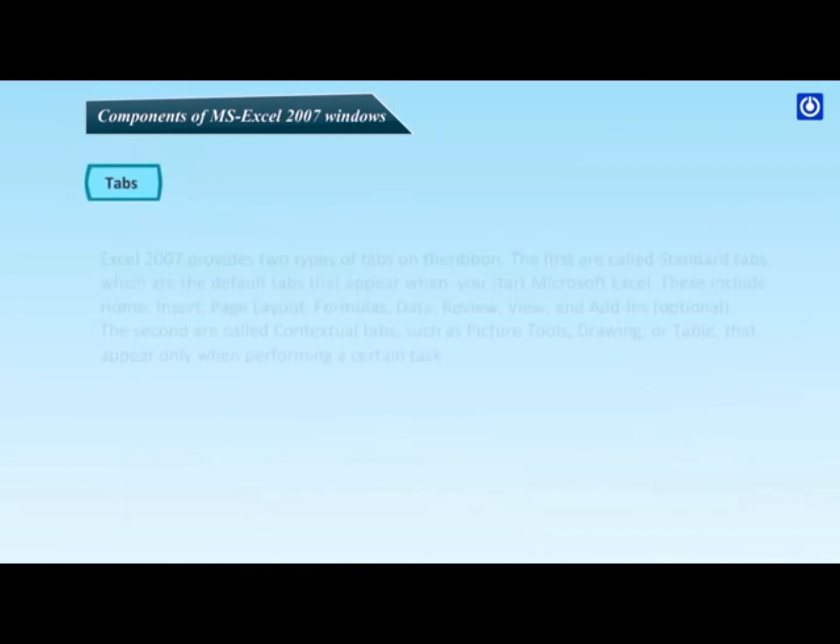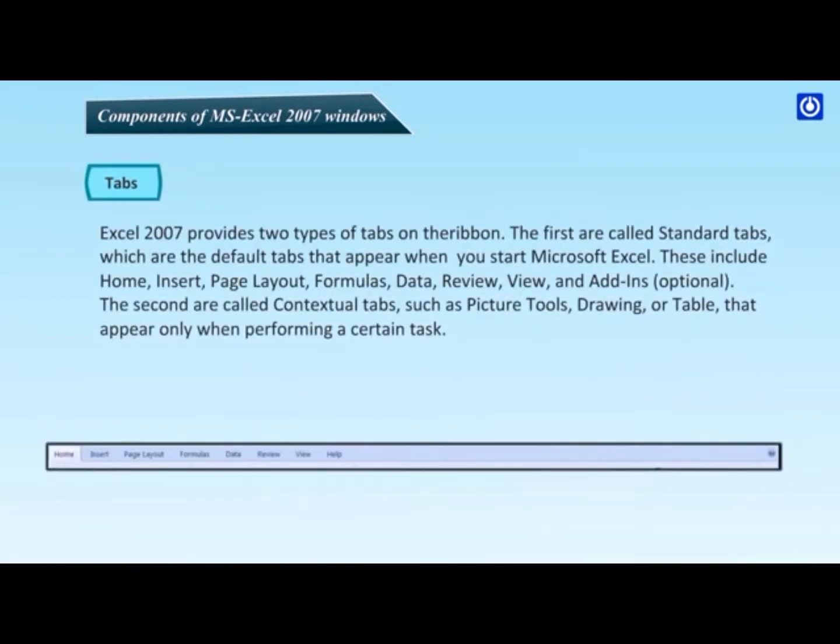Tabs. Excel 2007 provides two types of tabs on the ribbon. The first are called standard tabs, which are the default tabs that appear when you start Microsoft Excel. These include Home, Insert, Page Layout, Formulas, Data, Review, View, and Add-ins, optional. The second are called contextual tabs, such as Picture Tools, Drawings, or Table, that appear only when performing a certain task.